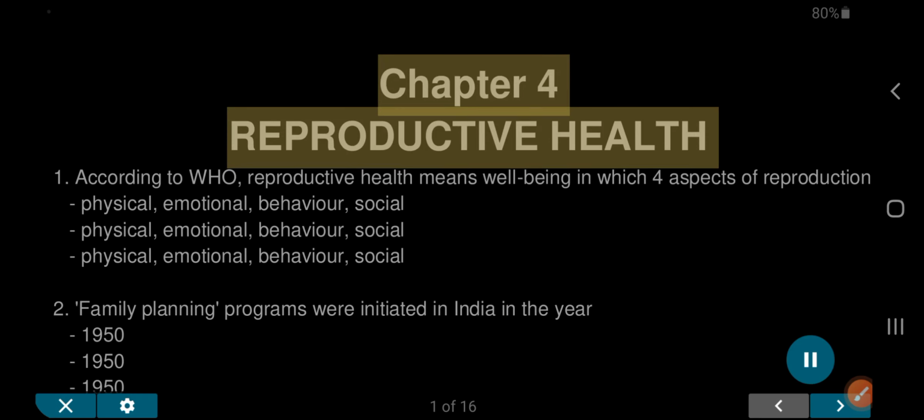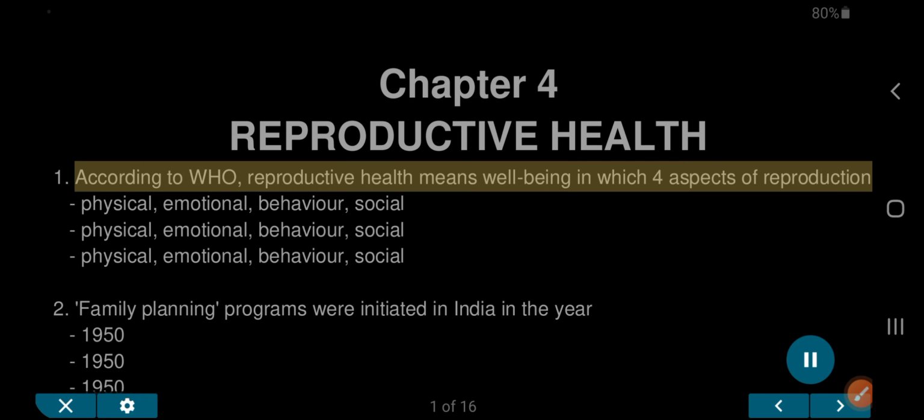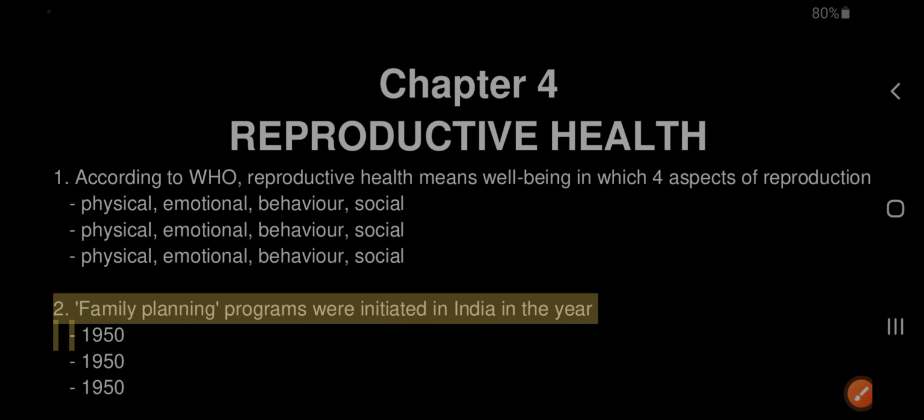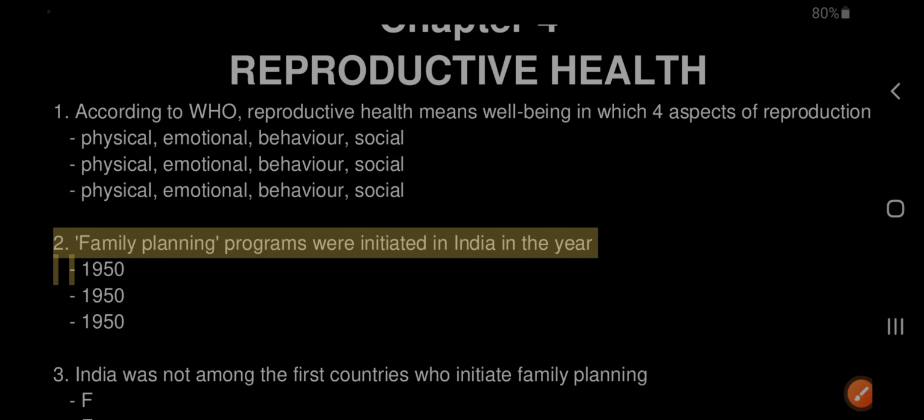Chapter 4, Reproductive Health. 1. According to WHO, reproductive health means well-being in four aspects of reproduction: physical, emotional, behavioral, and social. 2. Family planning programs were initiated in India in the year 1950.